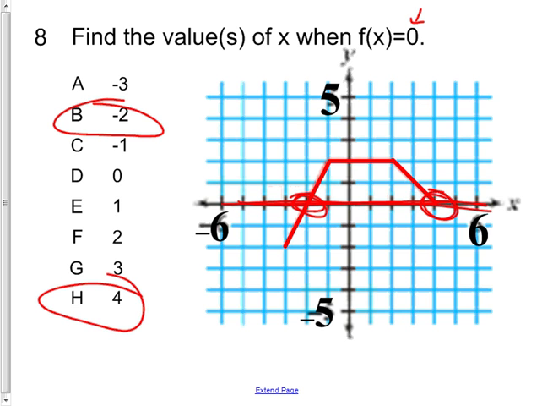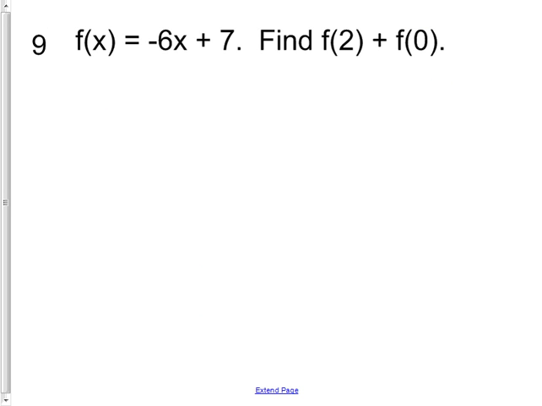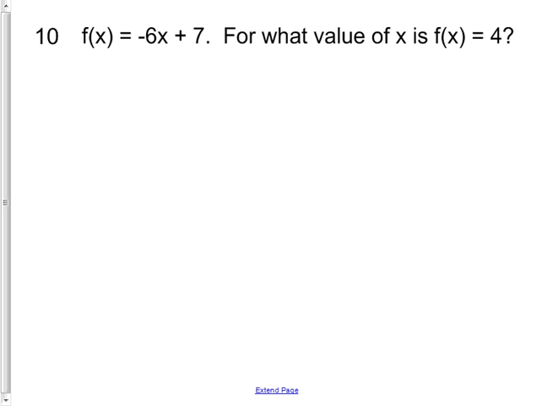All right, moving on. This one looks really complicated, but it's actually very easy. Find f of 2. Stick a 2 in there. That makes -12 plus 7, which makes -5. And then find f of 0. Stick a 0 in here. That's going to make 7. Add them. Easy peasy.